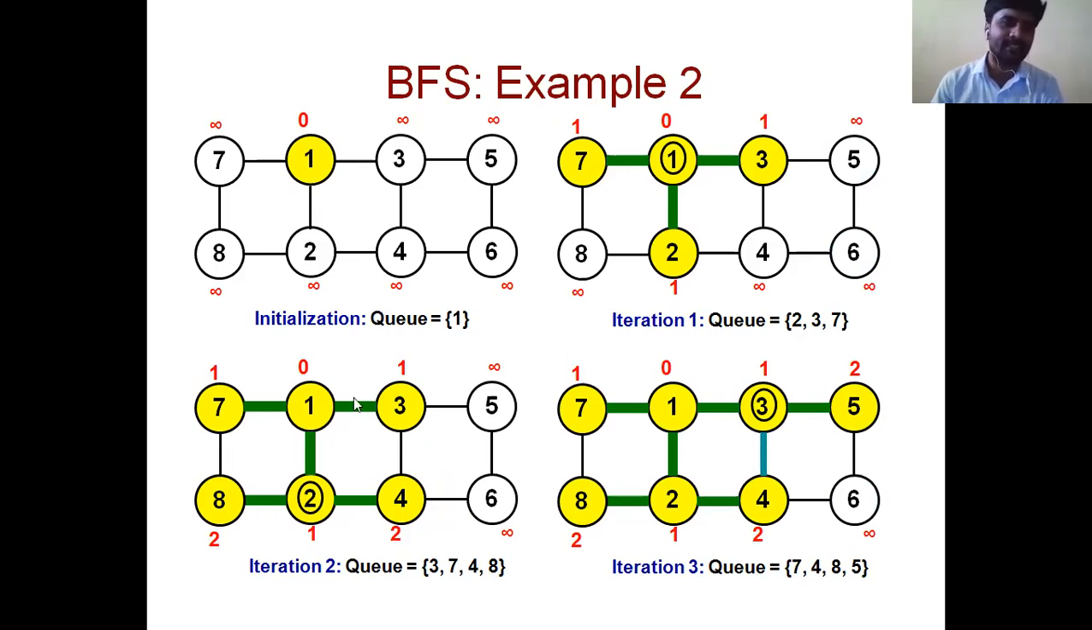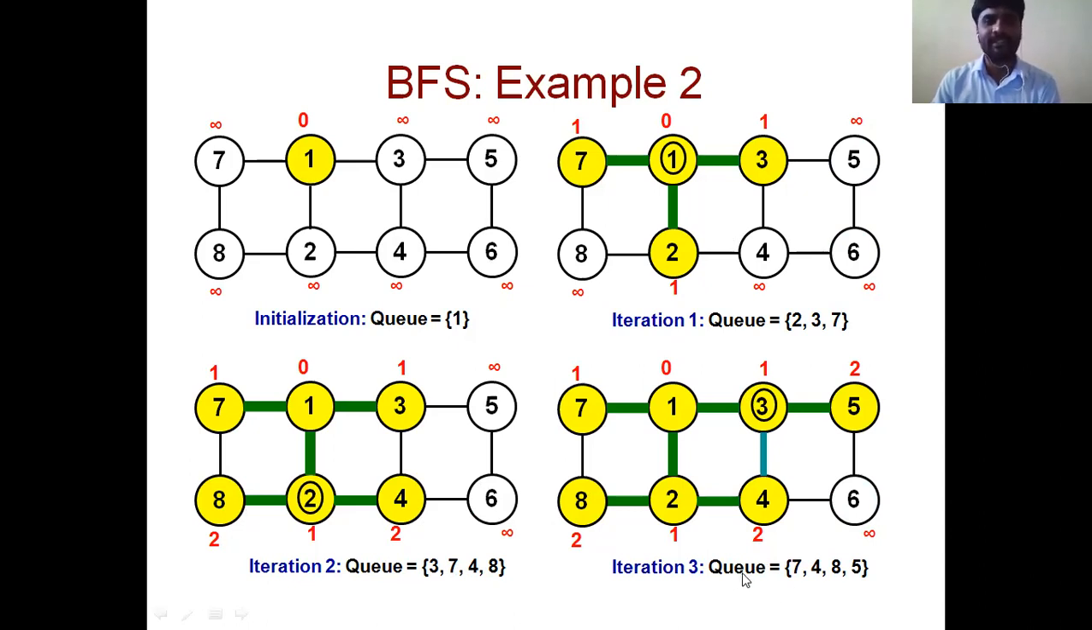Here the initial stage is queue equals 1. In iteration 1, the queue equals 2, 3, 7. In iteration 2, the queue equals 3, 7, 4, 8. Compared to the previous example, which showed only 7, 4 and 3, here 3, 7, 4, 8 is also added. That is the main difference between the previous and the present.